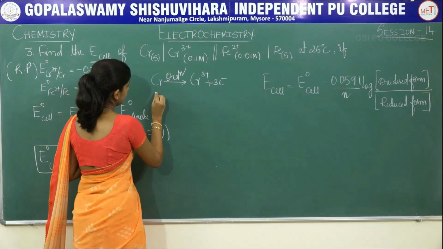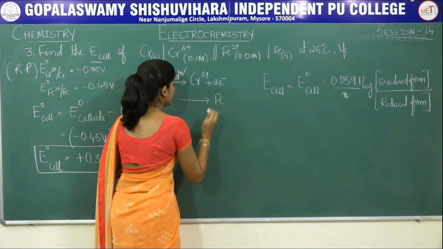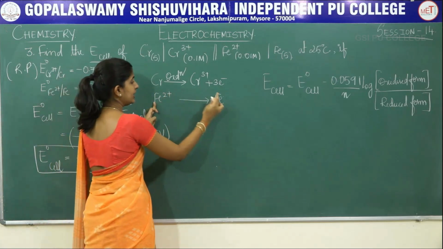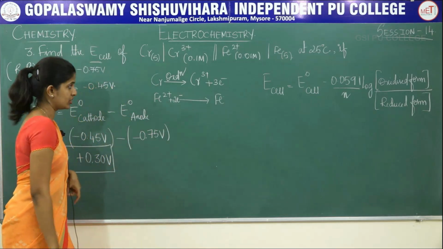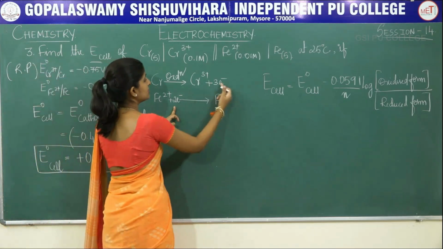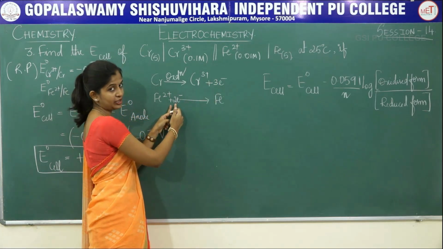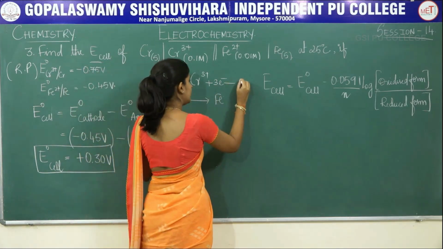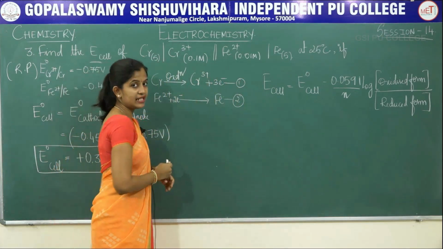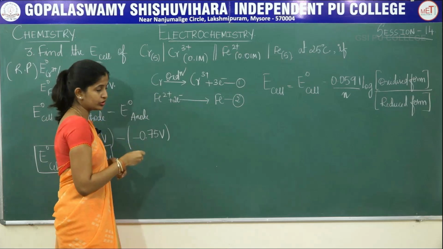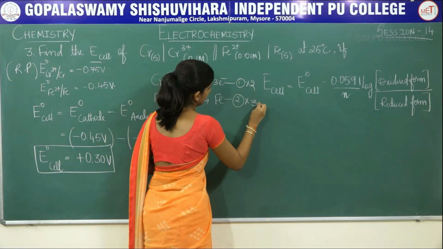Reduction is Fe2 plus giving rise to Fe. To get Fe, I have to add 2 electrons. You can observe there is no equalization of electrons: here it is 3 electrons, here it is 2 electrons. So what should I do? I have to take equation 1 and equation 2 and make these electrons equal so that I can cancel them out. So equation 1 multiplied by 2, and equation 2 multiplied by 3.